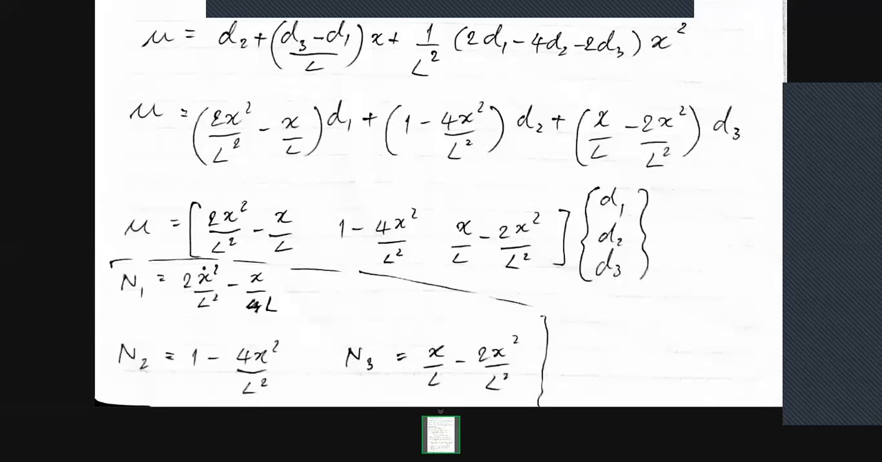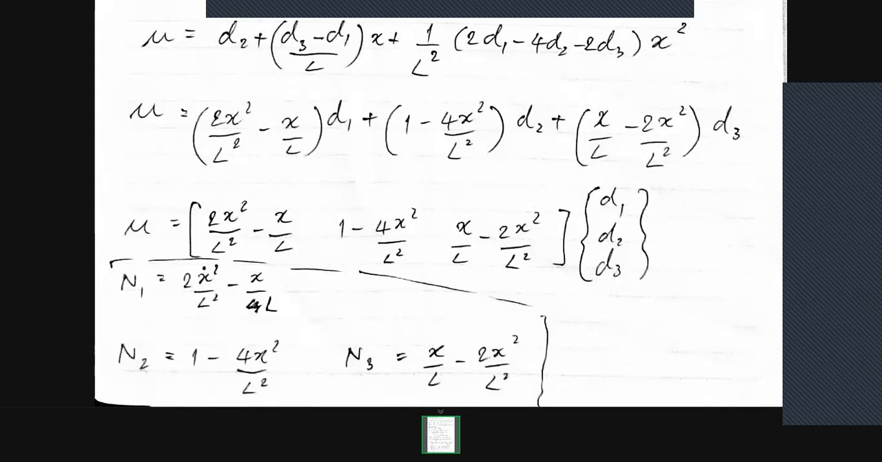Okay, just a little bit. Yes, 3 minus 1 is positive, that's good. Something is missing here. It should be x over L plus 2x squared over L squared. Okay, so you may check the shape function.